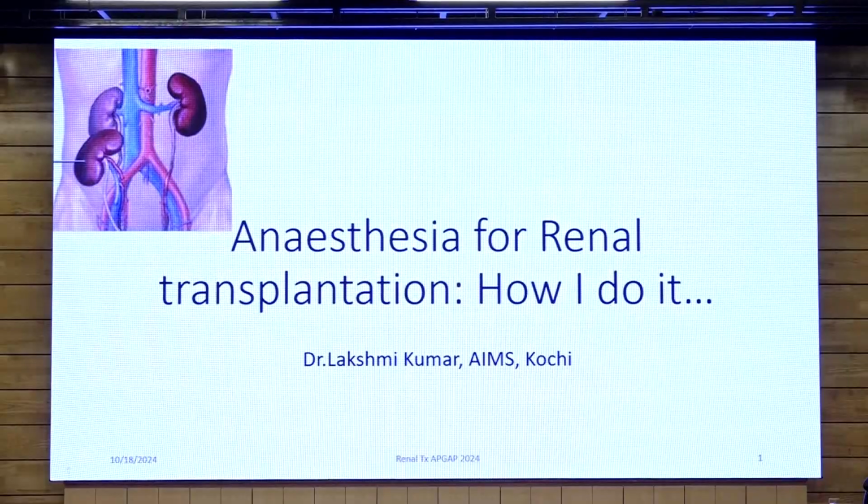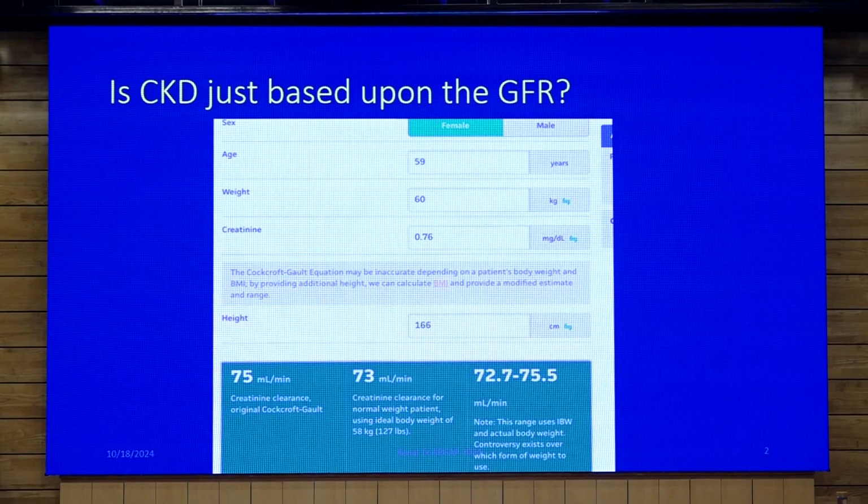So how do I do a renal transplant? This is just my perspective, and I would definitely like you to question whatever practices I'm going to talk about. What you're seeing on the screen is the Cockcroft-Gault formula. Now nobody calculates anything these days, right? We all have our mobiles. So this is something I just fed in to find out what my GFR was. And guess what my GFR is? My age, my weight, my serum creatinine, my height, and I only have a GFR of 75 milliliters per minute.